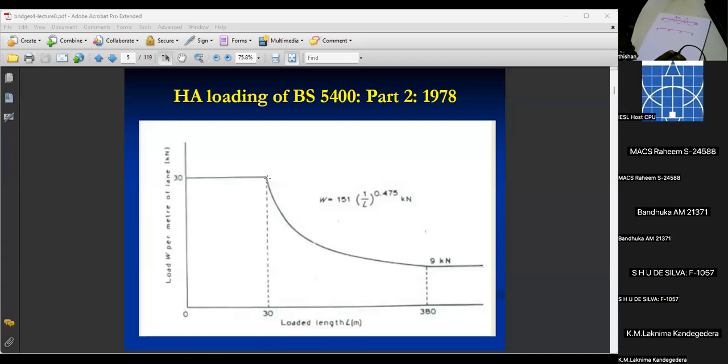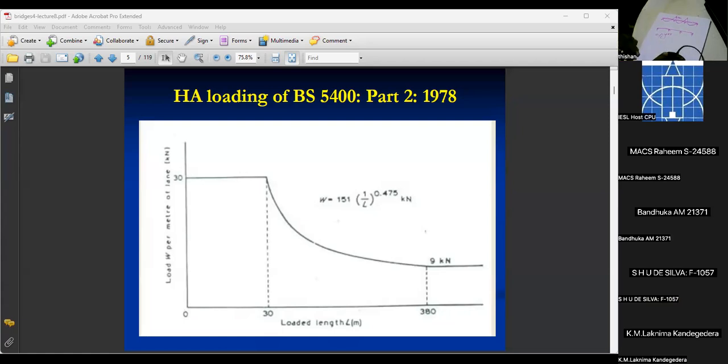Up to 30 meters, the magnitude is 30 per lane. After that, it reduces. We just use a simple system like this to learn the theory, and once you learn the theory properly, you can apply any kind of problem. So we just see something simple like this. You can take down this equation: 151 times 1 over L, raised to 0.475. So that gives the loading.